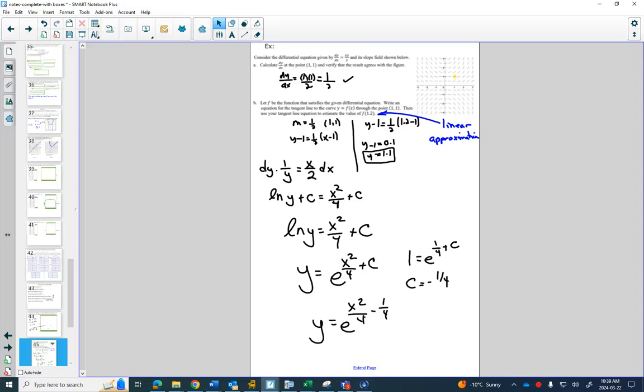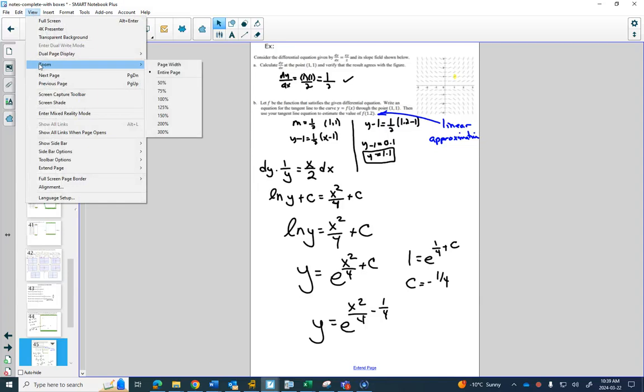So this linear approximation that we had before, it says that for values really close to your point, your tangent line is a good approximation. So again, we had a slope field. And what's nice about our slope field is if you wanted to, you could now graph y equals e to the x squared over 4 minus 1/4 relatively accurately using your slope field.